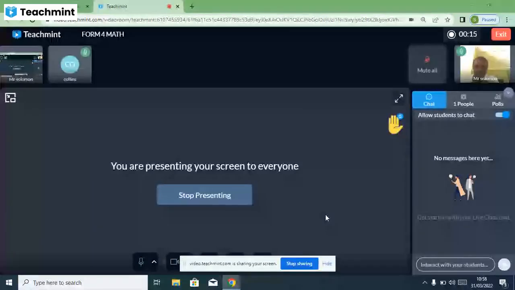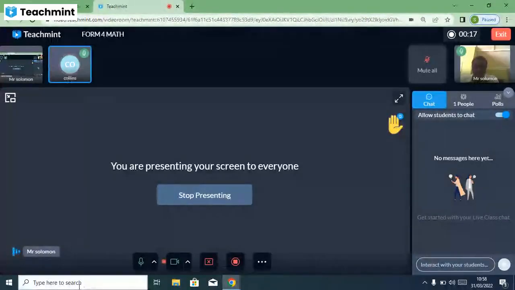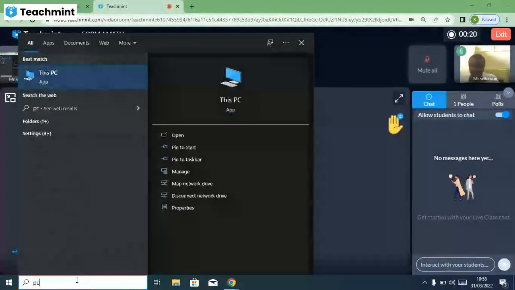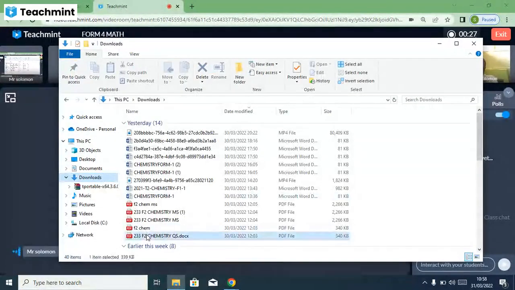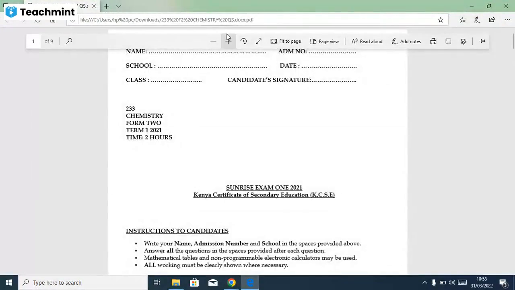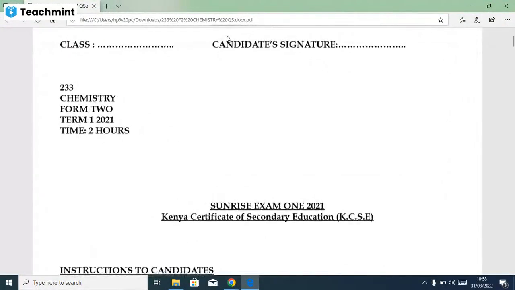Okay, so I want us to revise the Form 2 chemistry paper. So let me open. Okay, here it is. The paper is here. Let me zoom it so that we can see clearly.